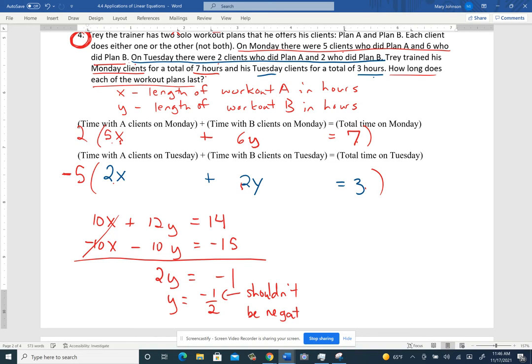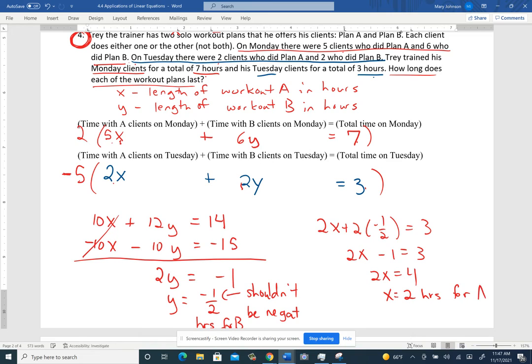Okay. But technically what we ought to do is take that -1/2 and take one of these two equations, plug in whatever the time turned out to be, and work that out to get the time for the other one. But I'm getting a -1/2 hours for B, and 2 hours for A.